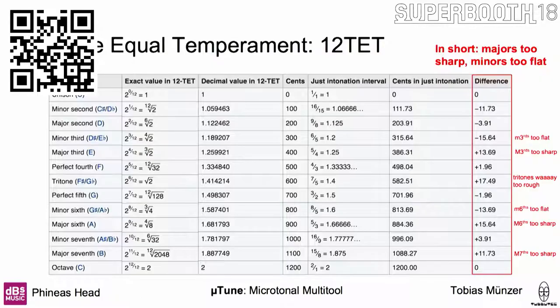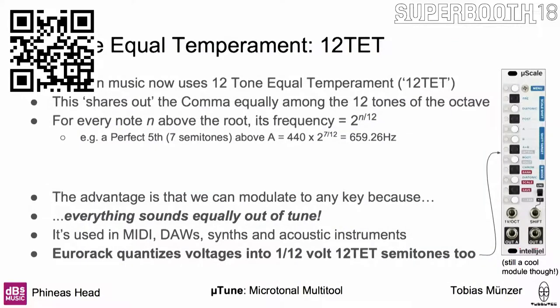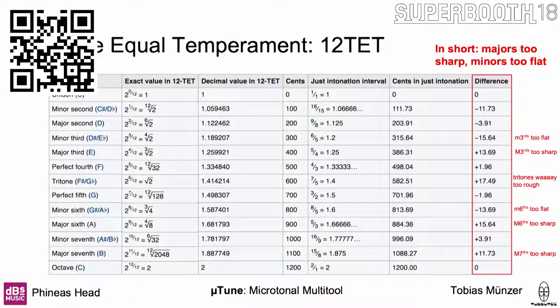And of course, that's the preset that's in Logic, and the preset that's in Pro Tools, and in fact, also our Eurorack module. So there's the still rather wonderful mu scale from IntelliGel, but it's still 12 TET, 12-tone equal temperament. Here, if you're interested, that's the table just from the wiki, and it shows you the offsets from the pure tuning to 12 TET. And you can see that basically all of your flat notes are too flat, and all of your sharp notes are too sharp.